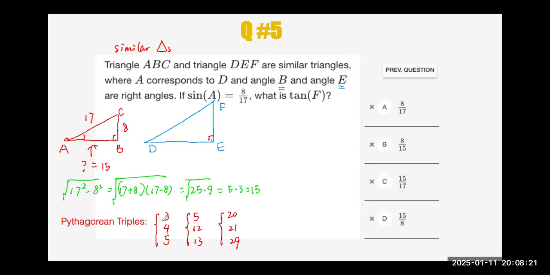Oh, let's go this one. This one I want to share here. Okay, you mentioned 15, 20, 25, right? Yeah. This the one. Did you notice the relationship between these two groups? It's just 3, 4, 5 multiplied by anything. If it's multiplied by 3, it's 9, 12, 15. Anything you multiply by would work.